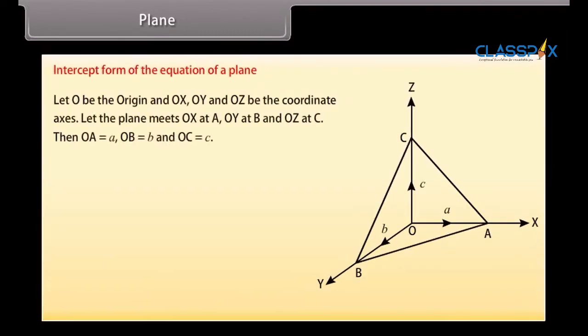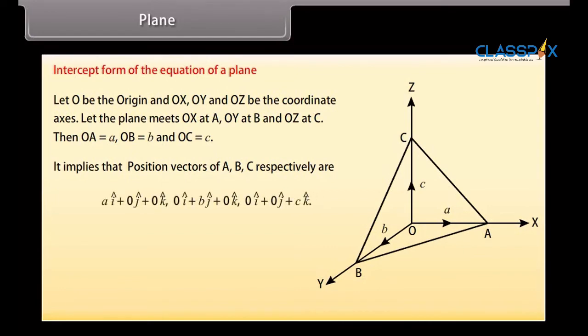Plane. Intercept form of the equation of a plane. Let O be the origin and OX, OY and OZ be the coordinate axes. Let the plane meet OX at A, OY at B and OZ at C. Then OA is equal to a, OB is equal to b and OC is equal to c. It implies that position vectors of A, B and C respectively are a i cap plus 0 j cap plus 0 k cap, 0 i cap plus b j cap plus 0 k cap, 0 i cap plus 0 j cap plus c k cap. It implies that equation of plane is x by a plus y by b plus z by c equals 1.